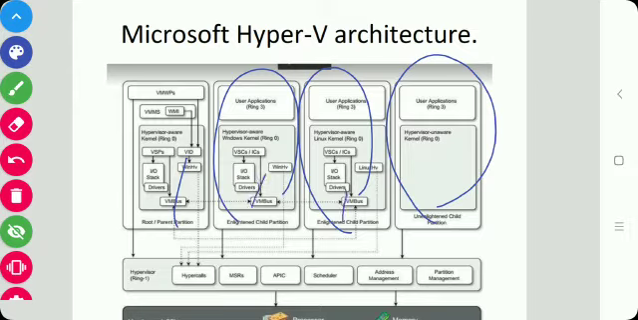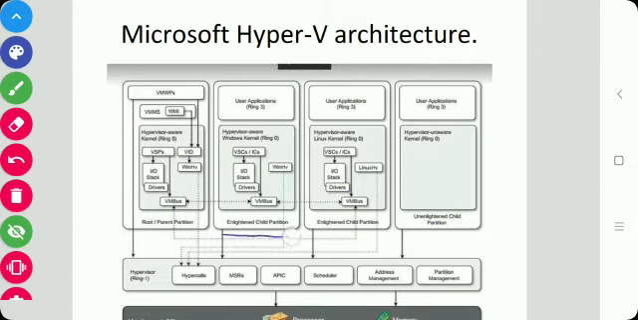There are two types of child partitions, enlightened and unenlightened. They differ in whether the guest operating system is supported by Hyper-V or not. These are the enlightened and unenlightened partitions as shown in the figure. So this is about Microsoft Hyper-V.